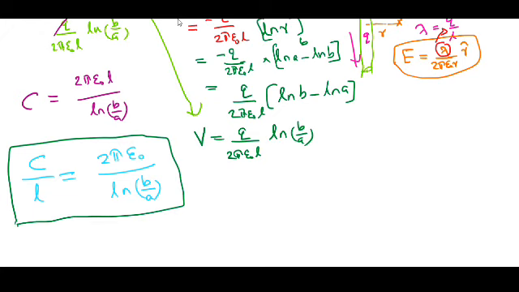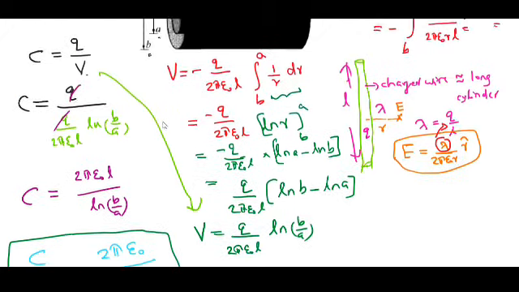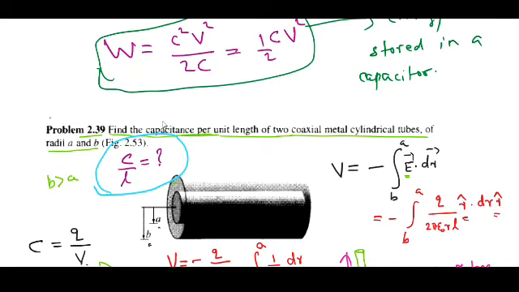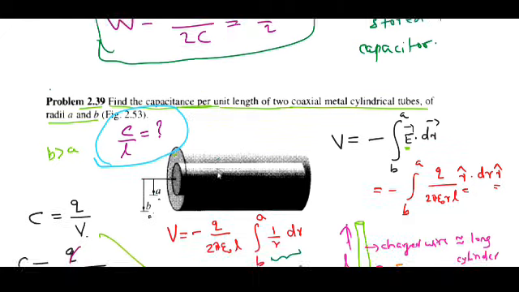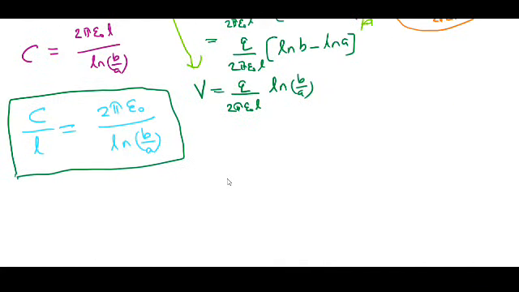capacitance of cylinders having the inner radius A and outer radius B. Okay, where B is the outer radius and A is the inner radius.